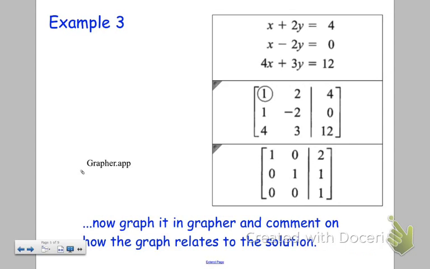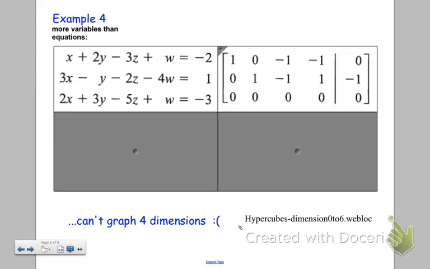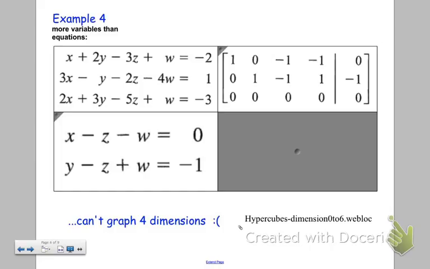So next example. Here's a four-dimensional system, four dimensions because there's x, y, z, and w, so there's 4 variables. Here's the solution that your calculator would spit out. So this is x minus z minus w equals 0, and so on. There's no 0 equals 1, so there is a solution, but it's dependent. And since there's 4 variables and 3 equations, there's absolutely no way that there could be one solution.